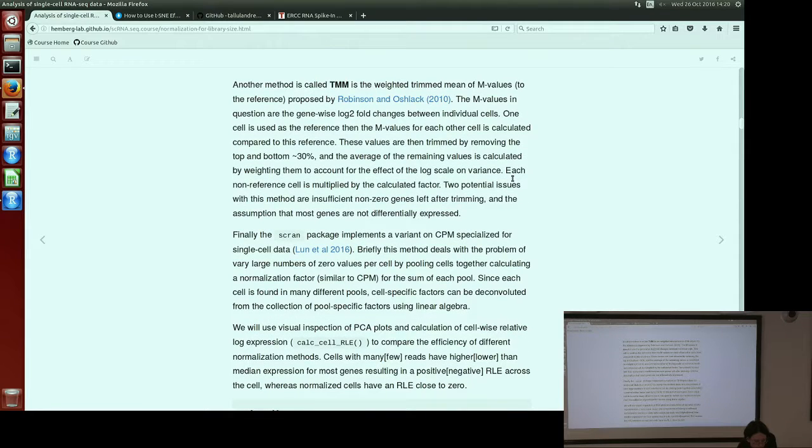And then finally, there's also TMM, which is the weighted trimmed mean of M values. It basically uses one cell as a reference and then calculates the log2 fold changes between all the other cells and that one reference cell, and then trims that distribution and picks something in the middle as your normalization factor, to then adjust all your other cells to match your reference cell. But again, because it's looking at fold changes, zeros can completely screw up this method.